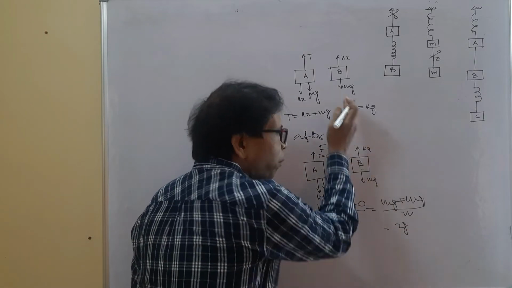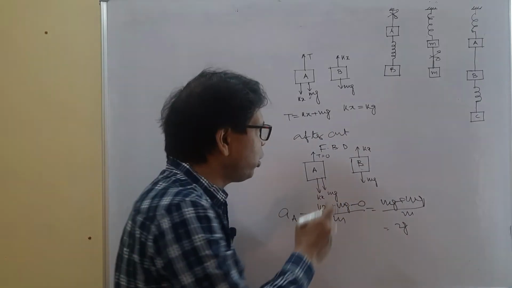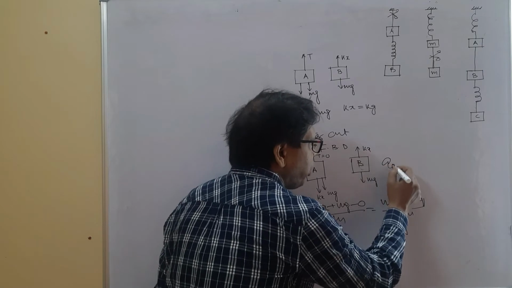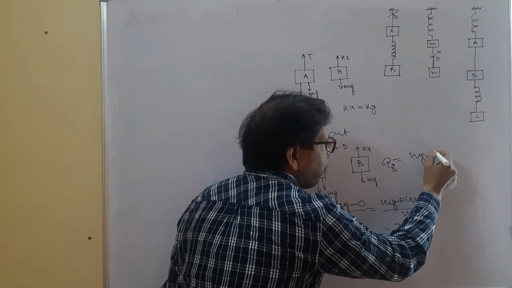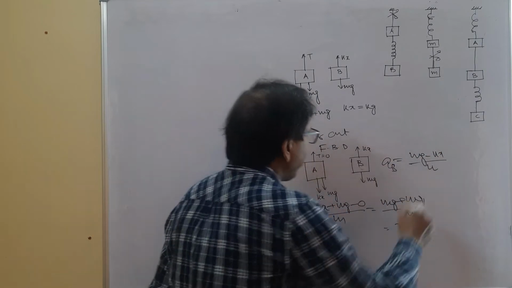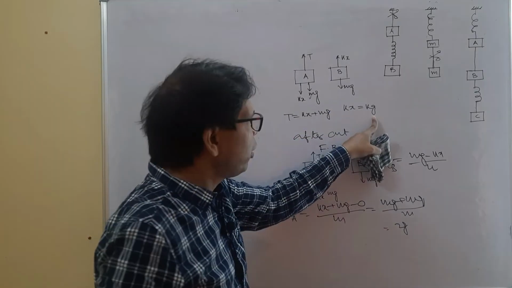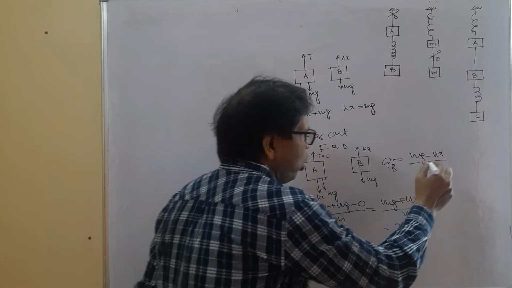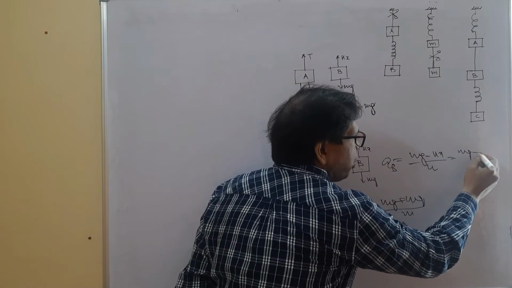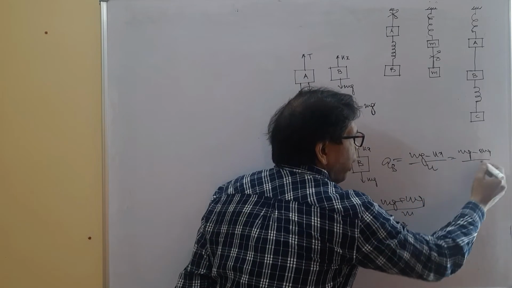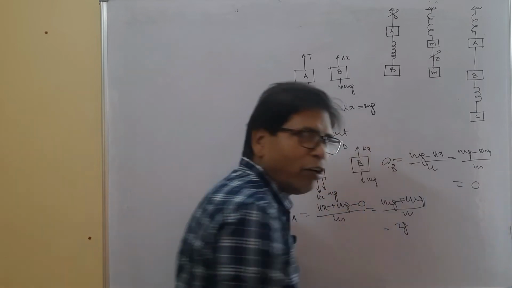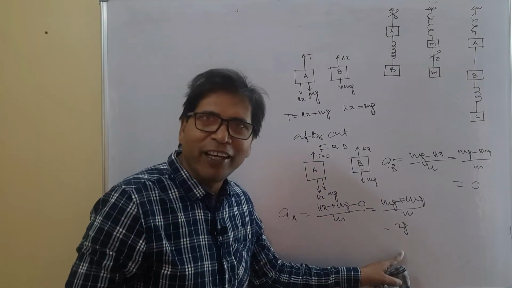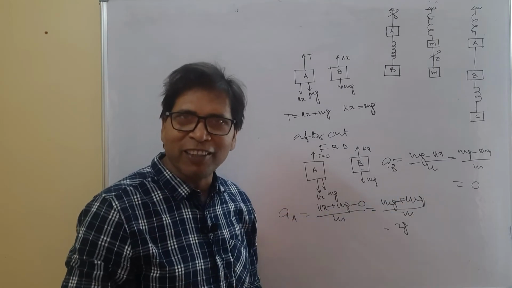Look at this, for B there is upward force kx and downward force mg. So acceleration of B equals mg minus kx by m. Look at this, kx equals mg, so it is mg minus mg by m, which is 0. Okay. So acceleration of A becomes 2g and acceleration of B becomes 0.